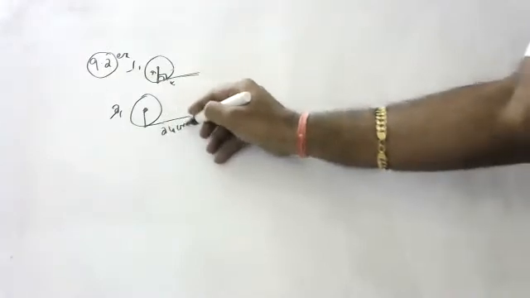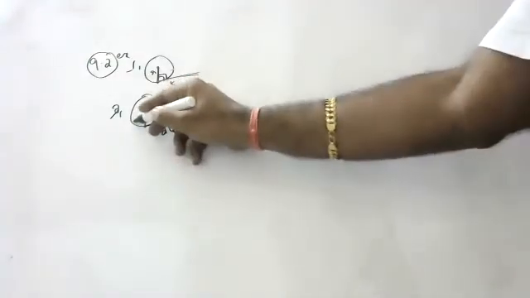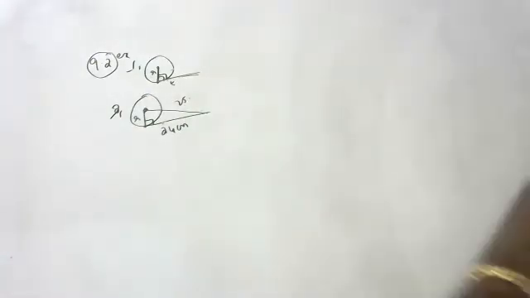The length of the tangent to a circle is 24 centimeters, and the distance from the center is 25 centimeters. What is the radius? Doneshwar, can you tell me how to find the radius here?